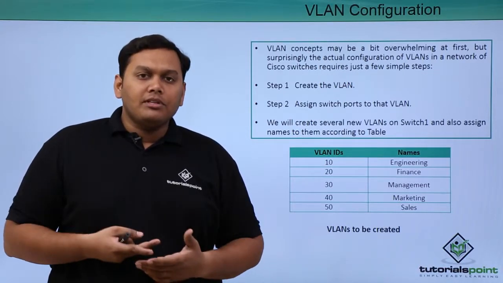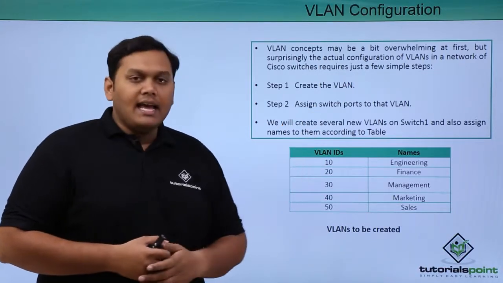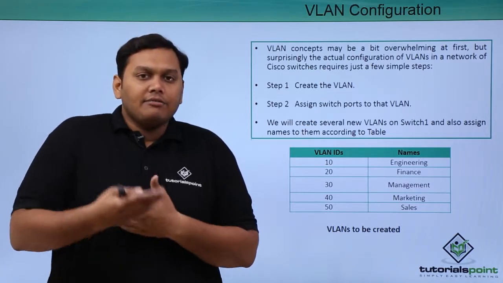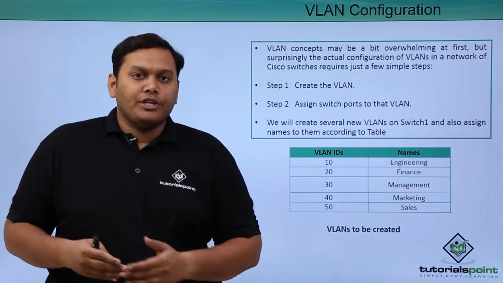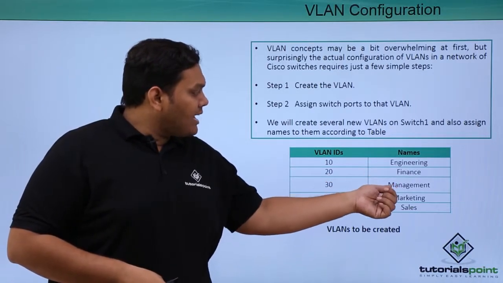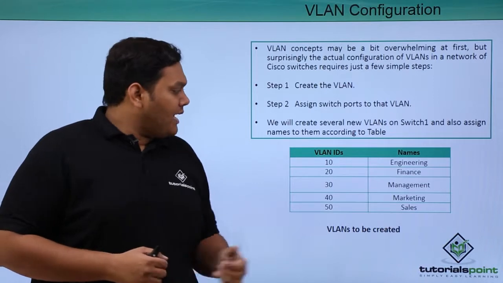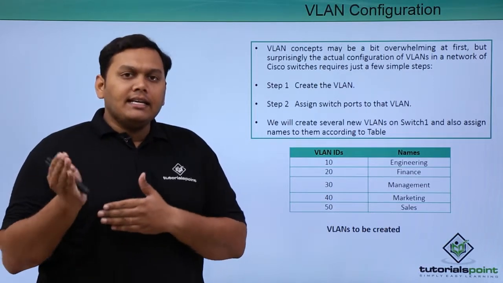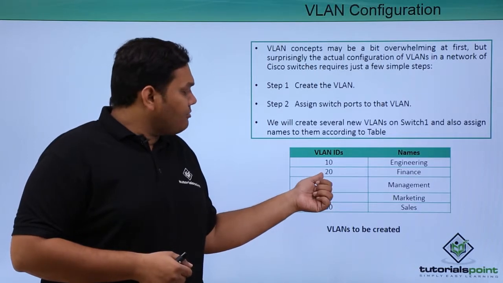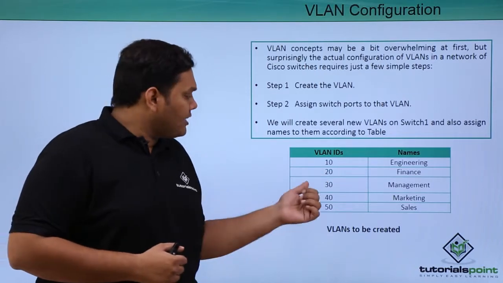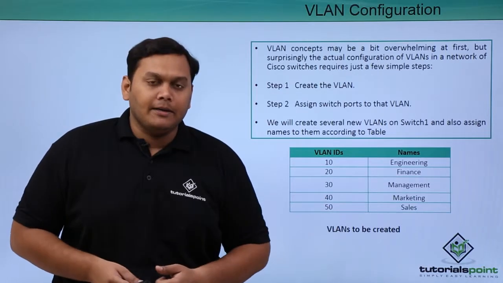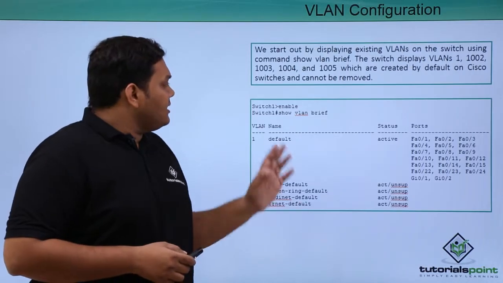There are only two simple steps: creating the VLAN and assigning the switch ports to that VLAN. We will create a VLAN and assign some switch ports to it. Before that, consider these departments: engineering, finance, marketing, management and sales, and we are creating separate VLANs for them. VLAN 10 for engineering, VLAN 20 for finance, VLAN 30 for management, VLAN 50 for sales and VLAN 40 for marketing. Let us see the first step.